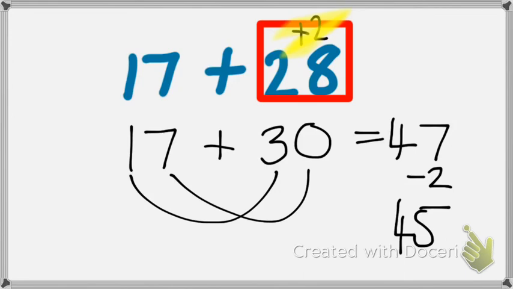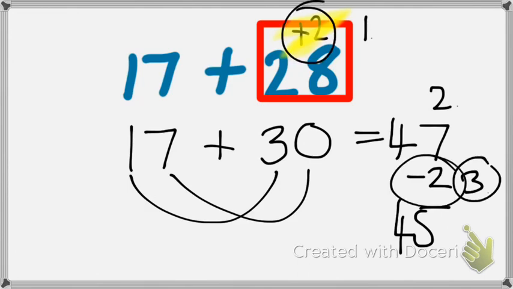The first step, number 1, is we rounded the number to turn it into 30 by adding 2. Step 2 is we added the problem, and we got 47. And then the third step is we have to remember to compensate. If we added 2 up here, we need to minus 2 down here. Okay, so there are 3 steps. Let's do one more problem.